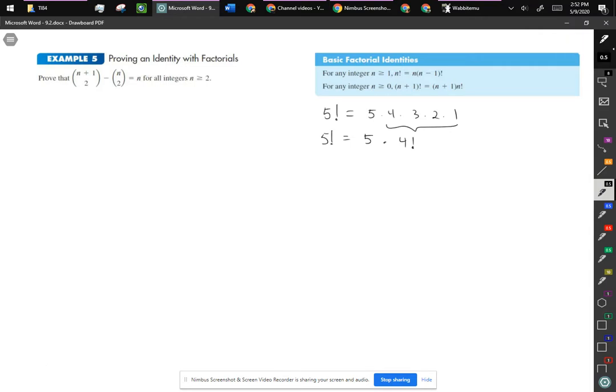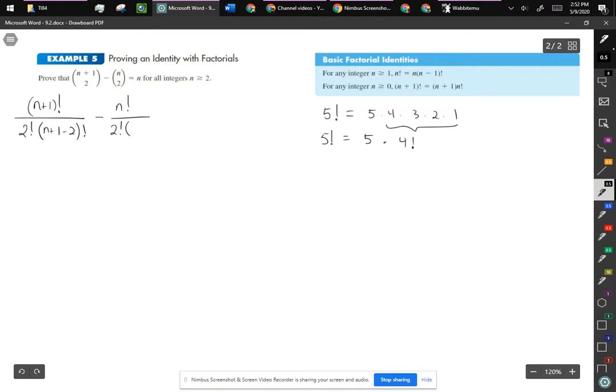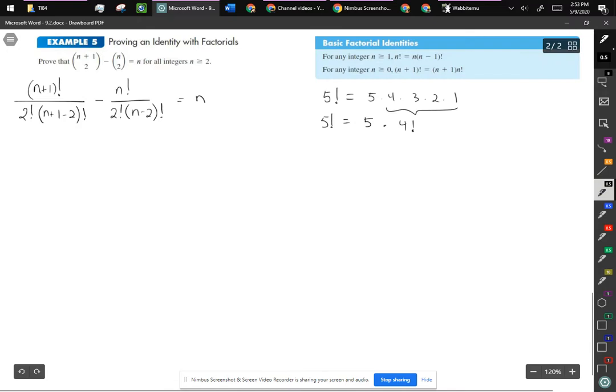So the formula goes for the first part, n plus 1 is the top, so top factorial over bottom factorial times the difference of top and bottom factorial. Now I'm going to minus, again, same formula, top factorial over bottom factorial times the difference of top and bottom factorial equal to n. All right, so there is my formula applied.